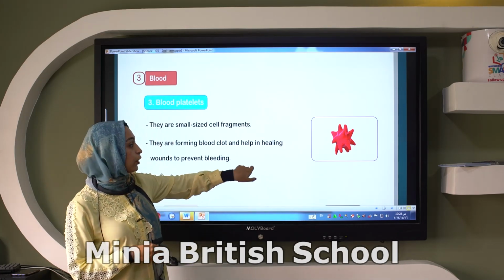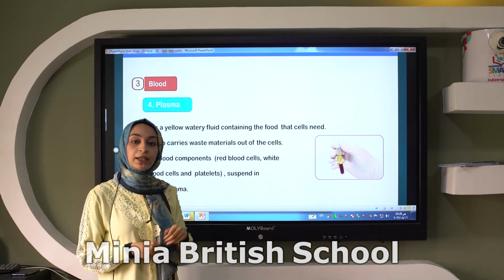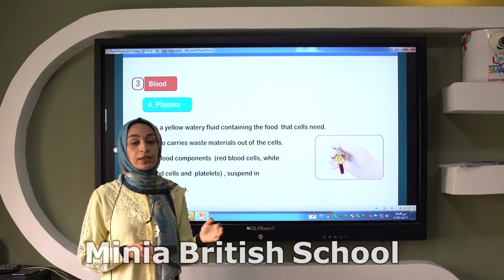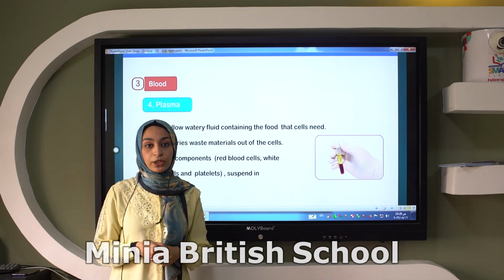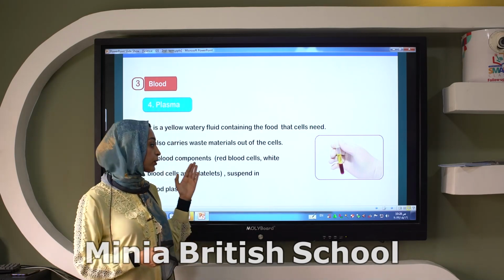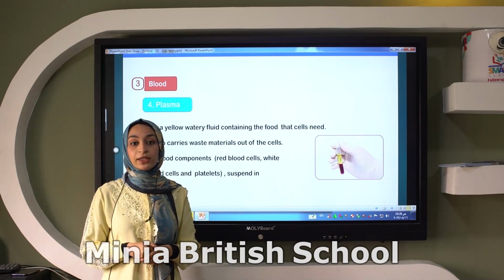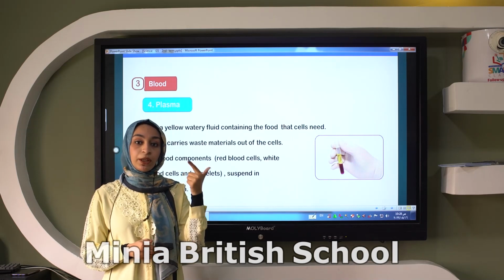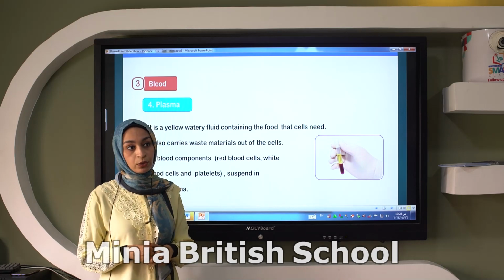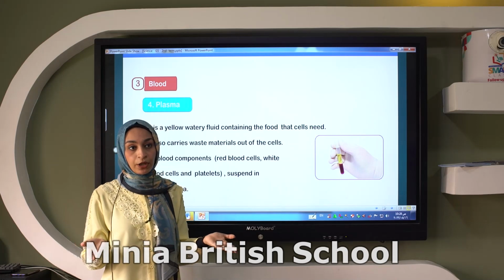bleeding. The last component in the blood is plasma. Plasma is a yellow watery fluid in which all the components of the blood swim. It has two functions here: carrying the digested food and oxygen to all the body cells, and also carrying waste to special organs to get rid of it. So we can say that the circulatory system, the blood capillaries, and also the plasma all have the same function, which is carrying the materials, whether they are digested food or waste.